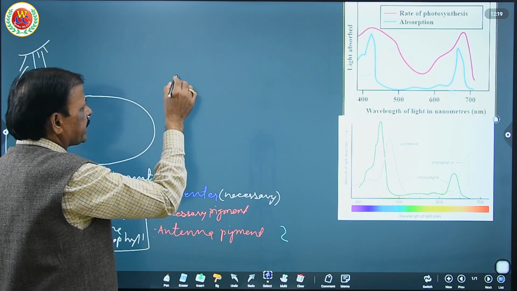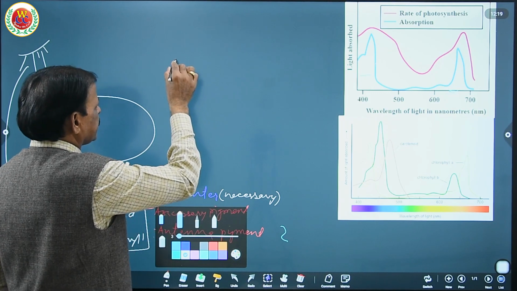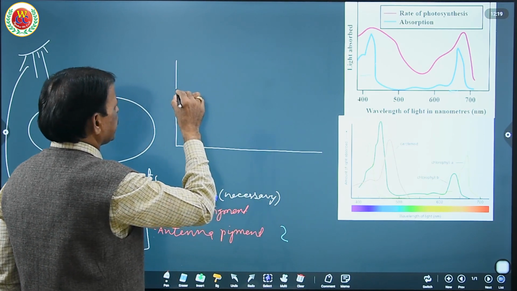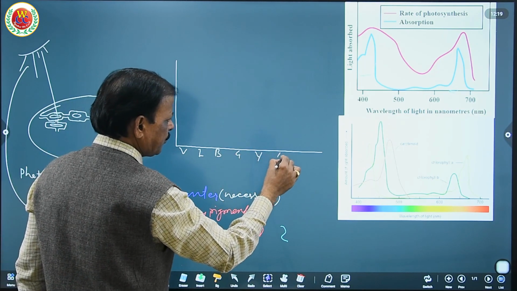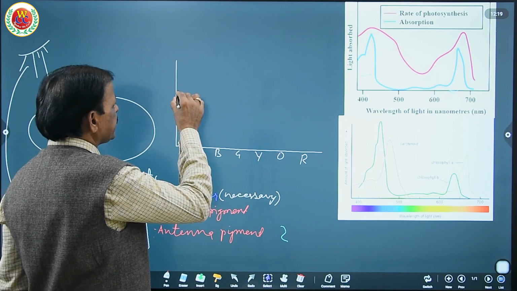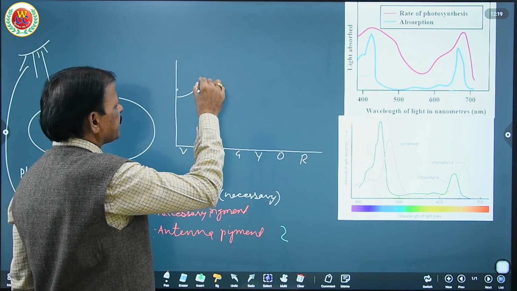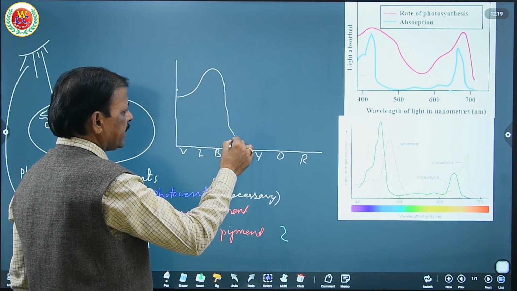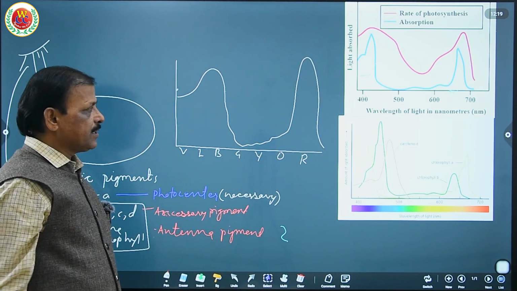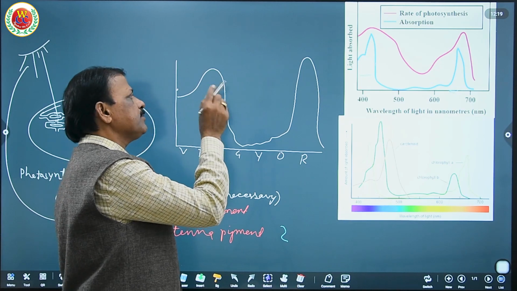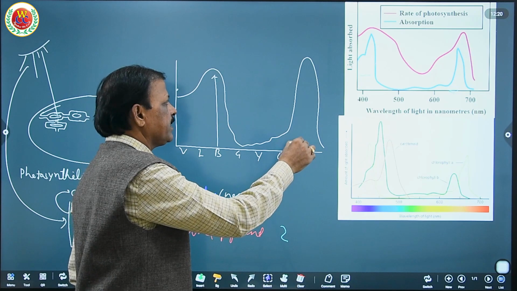To understand here, I can draw a diagram. Vibgyor, Vibgyor, Vibgyor. Here in blue light, violet, indigo and blue, there is maximum absorption or action, and suddenly in green light it is very less, and in red light again it increases. This shows that light absorbed as well as converted into chemical energy is very high in blue light as well as in red light.